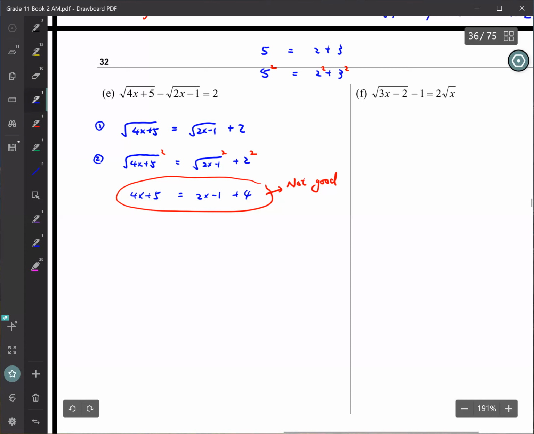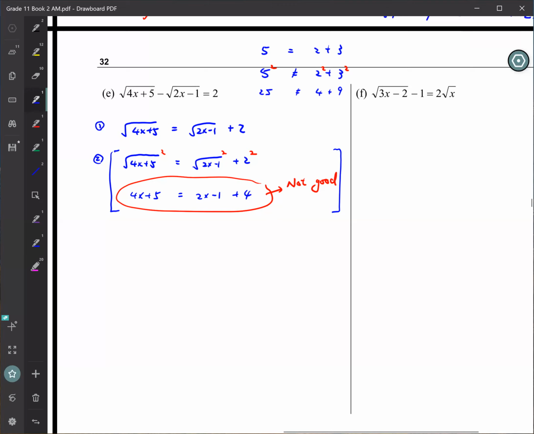So let's see what happens. On the left side, 5 squared is 25. On the right side, you get 4 plus 9. They don't equal, right? So when you square both sides, you cannot square like that, okay? So this one, make a note, okay? Everybody please write this down. This is a very common mistake.